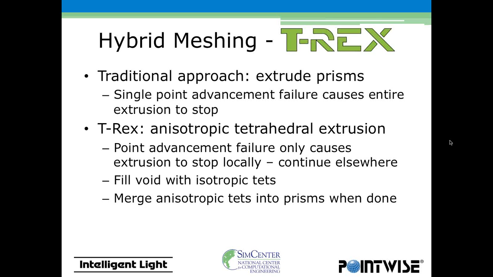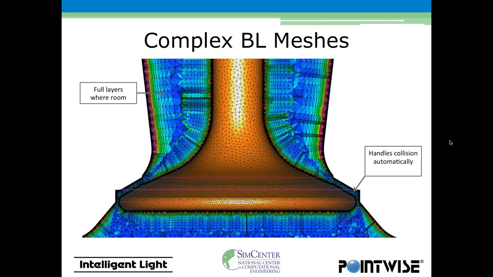The idea, again, by creating full layers is you get a much smoother transition into the free stream region. And then as a post-processing step, you have the ability to merge these anisotropic tets back into prisms when they're done, because most flow solvers like the prisms. They'll result in a much better cell.